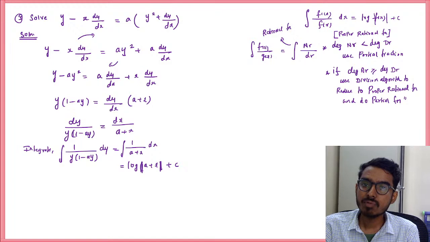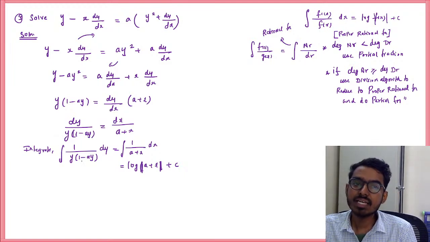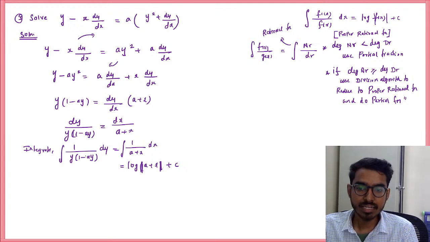I'll explain it with the help of the problem, right? In the next 2 or 3 problems, we are only going to make use of this method. Now here you can see this is a proper rational function. Degree of numerator is 0, degree of denominator is 2. So 0 is strictly less than 2. That means you can directly make use of partial fraction to integrate this, right?